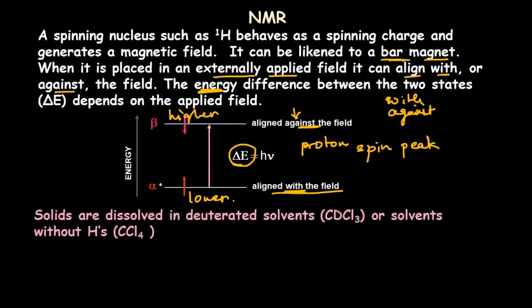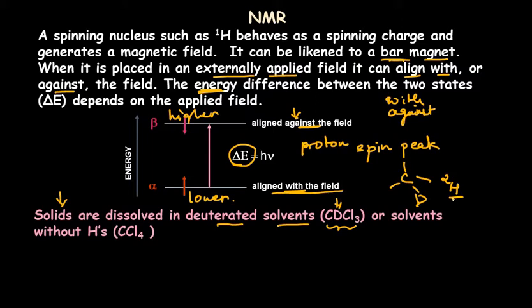Now suppose the compound which we want to analyze is a solid, then how are we going to pass the external magnetic field and how is it going to behave? So what is done is that such solid compounds are dissolved in deuterated solvents. One example is CDCl3, where the normal hydrogen is replaced by a deuterated hydrogen. We have already seen that hydrogen can have a mass number of 2 also.